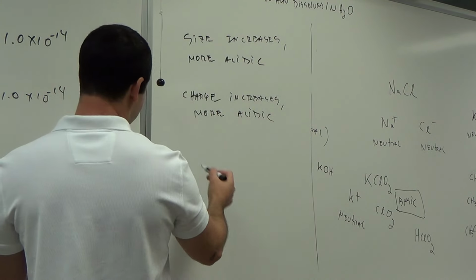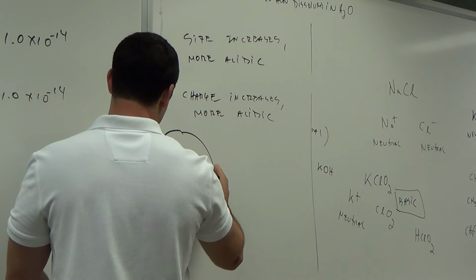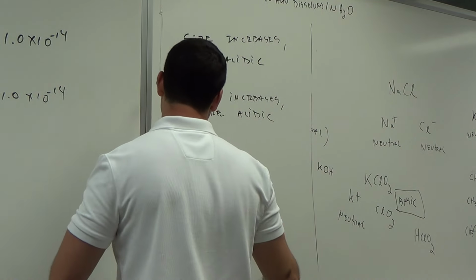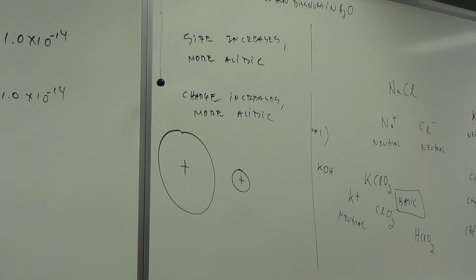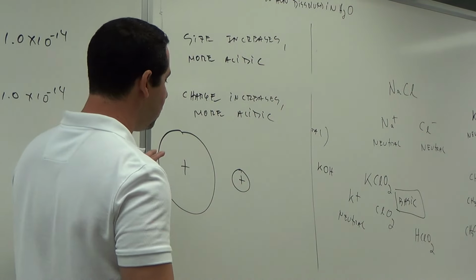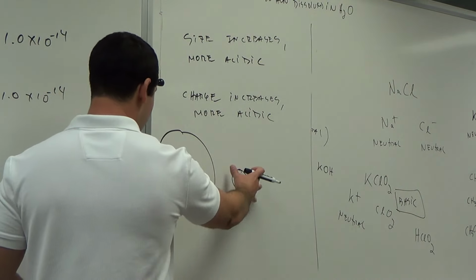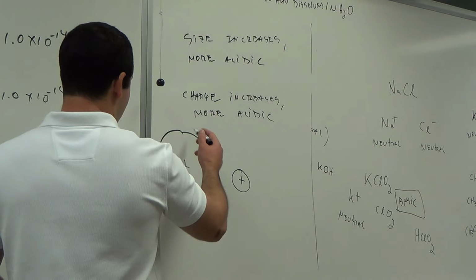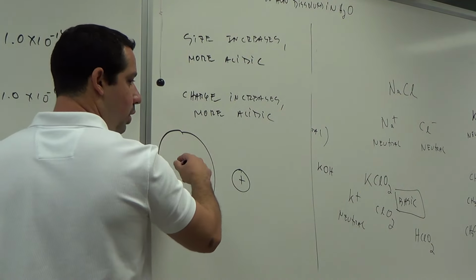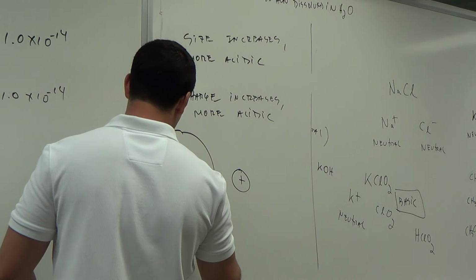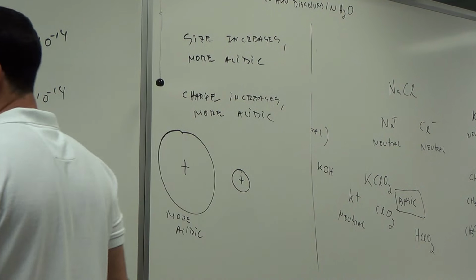So here's an example. I have that cation, and I have that cation. Those are metals, yes? And I dissolve them in water. Which solution would be more acidic? This one or this one? Whatever metal this is, with this positively charged, will be more acidic. The solution will be more acidic than that one.